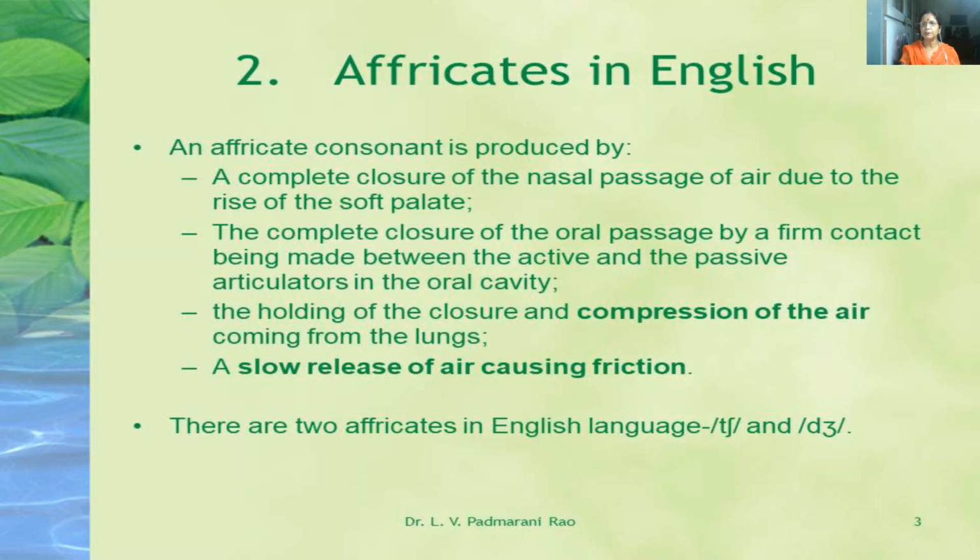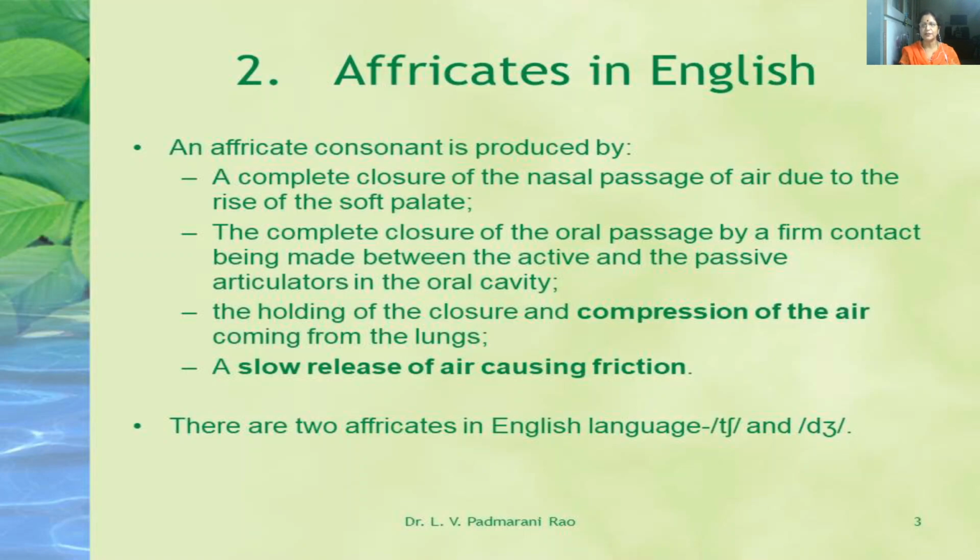The difference between a plosive and an affricate is that, in both, the oral passage is completely closed by a firm contact made between the active and the passive articulators in the oral cavity, but the closure is held and the compression of the air that is coming from the lungs is released slowly when the active articulator gets separated from the passive articulator, causing a slight friction. This is the difference between an affricate and a plosive.